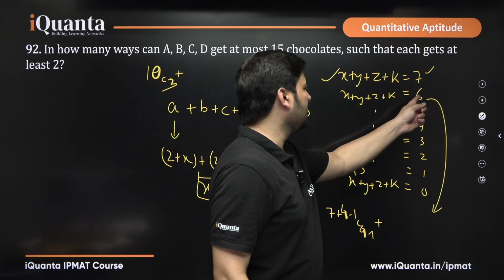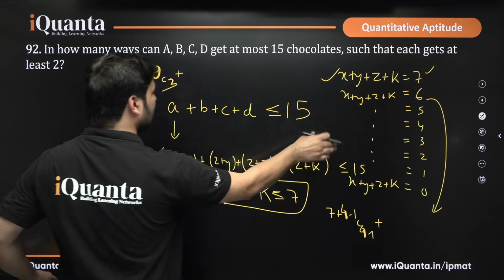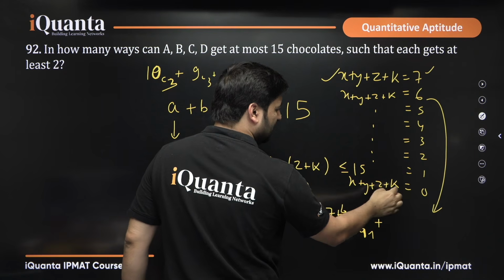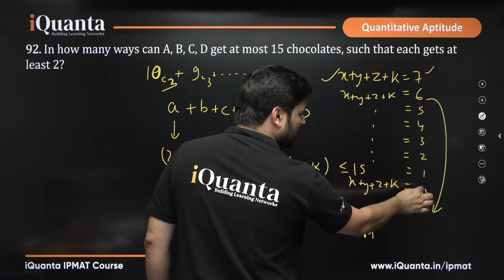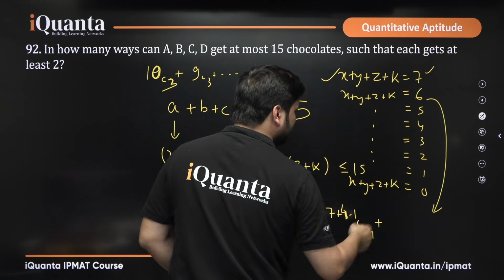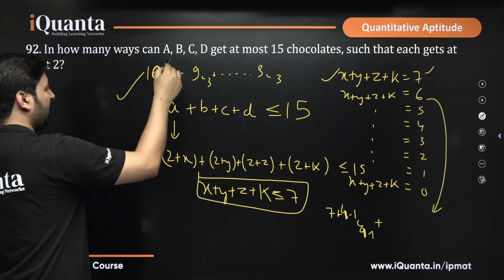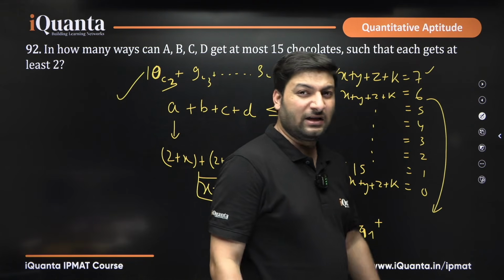For the next, 6 plus 4, 10, 10 minus 1, 9, 9c r minus 1, so 9c3. And similarly, it is going to go till this last one. What is this? n equal to 0. So 0 plus 4 minus 1, 3c3. So till 3c3. From 10c3 till 3c3, you have to find out the sum. That's your answer. Okay. That's it for today's session.